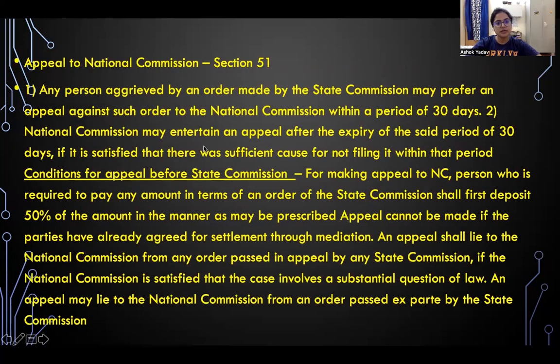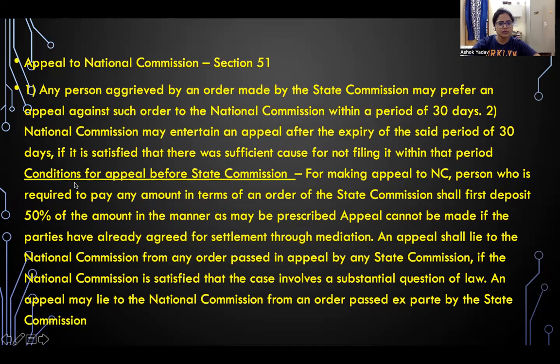Second, the National Commission may entertain an appeal after the same period, meaning condonation of delay will be there. In the earlier case, you were supposed to file an appeal within 45 days. If filing an appeal to the State Commission, file it within 45 days. If filing to the National Commission, file it within 30 days. If you can prove by justified grounds that you could not file an appeal within 30 days, then the court may grant you days beyond 30 also.